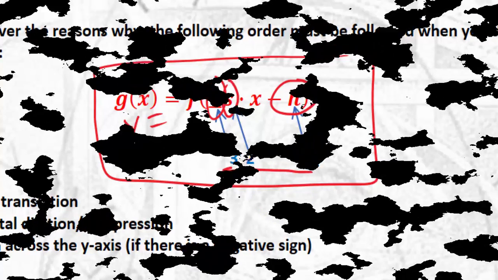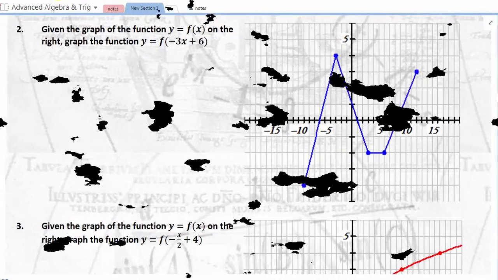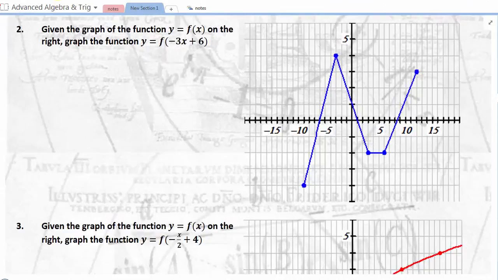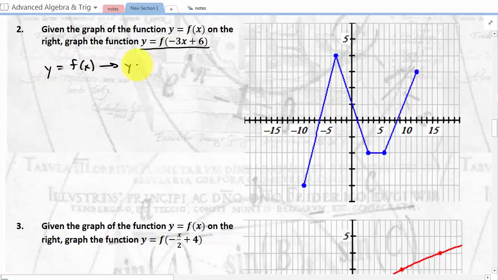Let me show you how it works. I'm going to let you do example number 1. Please follow me on example number 2. After I'm done with 2, then try 1. All right. Here's in blue the graph of a function that I call f. I want to graph the function f of negative 3x plus 6. So the first thing I need to do, you know what it is, right? It's the translation. So it is y equals f of x plus 6.